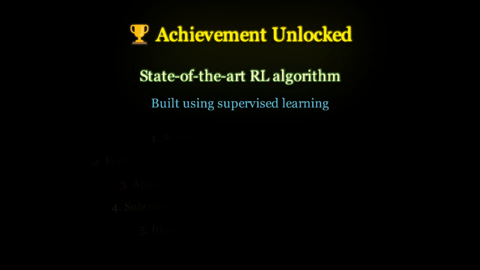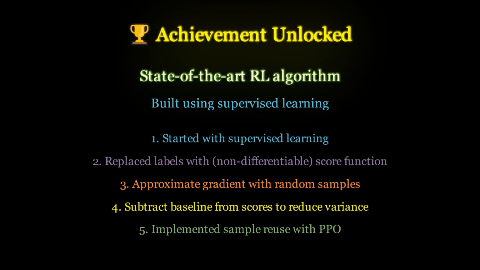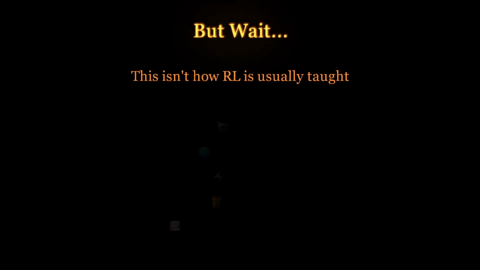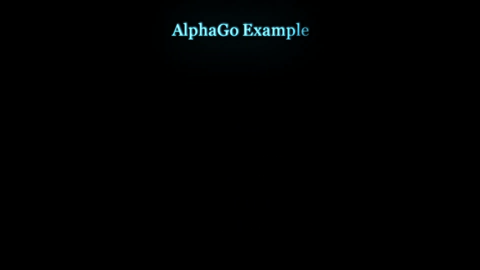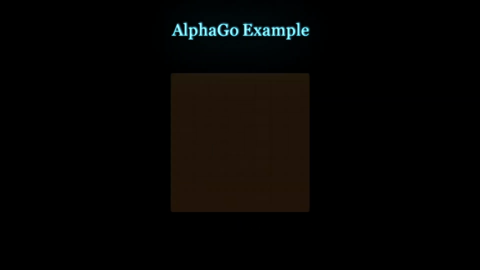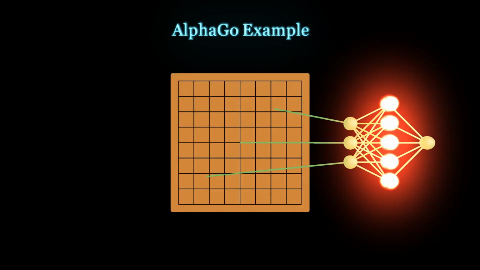Just by adapting supervised learning to work with a non-differentiable loss function, we have performed reinforcement learning. But this isn't how reinforcement learning is usually presented. Usually, everyone presents reinforcement learning as an entirely new paradigm of learning, with agents taking actions in an environment and learning from self-experience. For example, you've probably heard that AlphaGo learned to play Go by playing games against itself. And that seems quite different to what we've done.